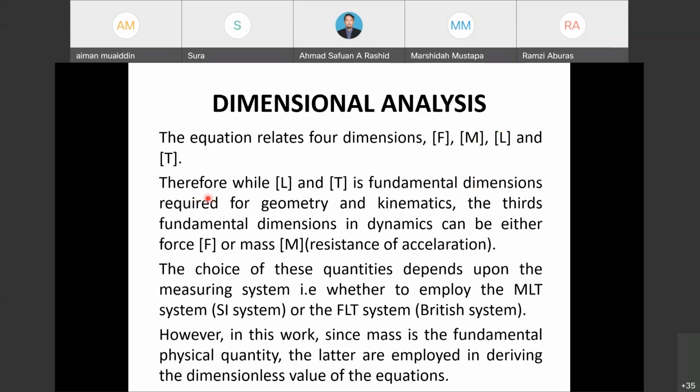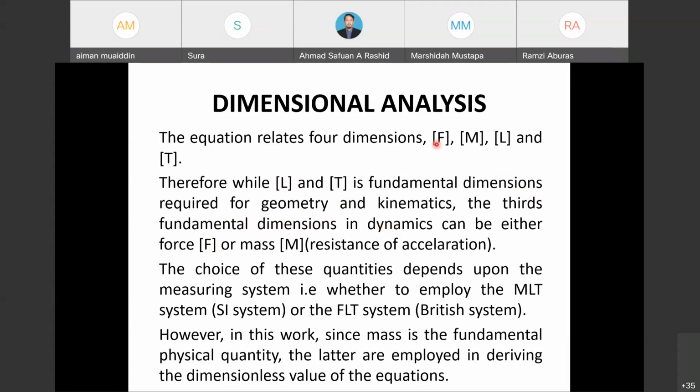Therefore, while L and T are the fundamental dimensions required for geometry and kinematics, the third fundamental dimension is dynamic. So we have geometry represent the L, kinematic represent the T, and the other one is dynamic, which can represent either F or M. So we need to choose.